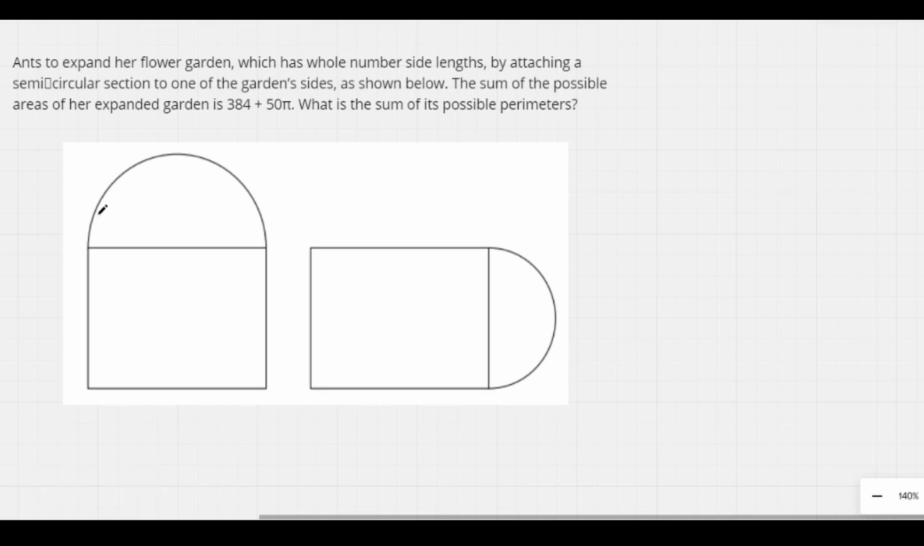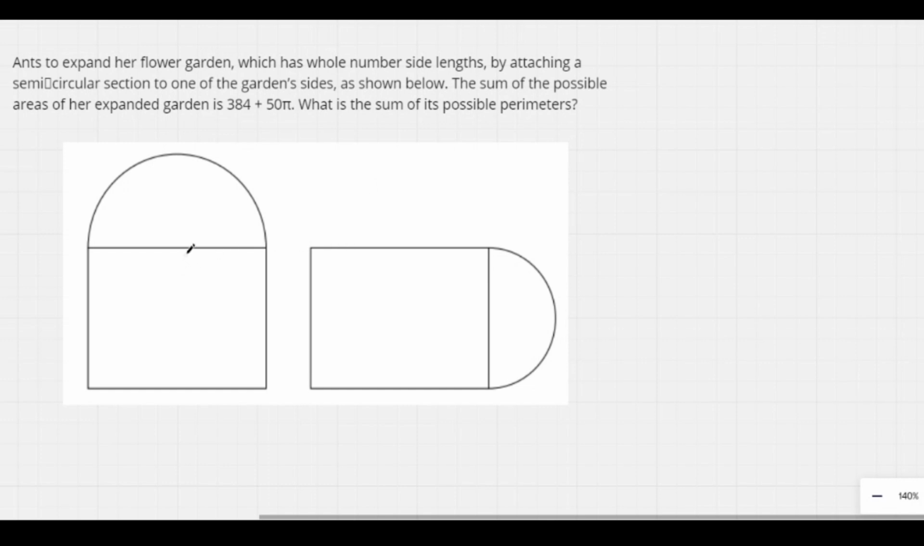All right, this is week 54, quiz number 1. So they want to expand their flower garden, which has number side lanes, by attaching a semicircular section to one of the garden sides, as shown below. The sum of the possible areas is 384 plus 50 pi. What's the sum of its possible perimeters?